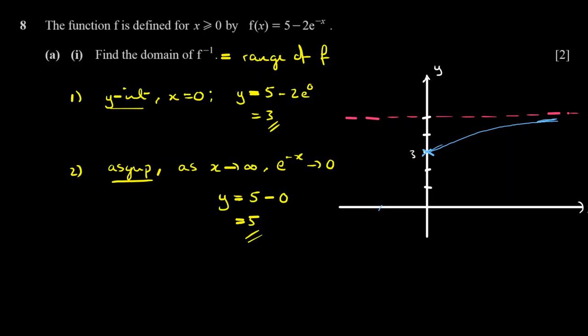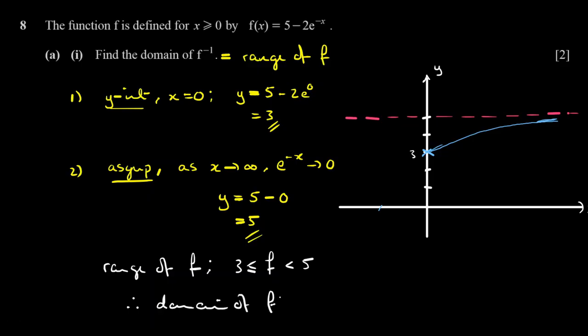So I should be able to find the range. The range is all the set of y values that this function takes, which is everything between here and here. So I can say actually the range of f is as follows. f is greater than or equal to 3, and it is less than 5. It's not less than or equal to because it's an asymptote, so it can never be equal to 5. And therefore, we can say that the domain of f inverse is x is greater than or equal to 3 and less than 5.